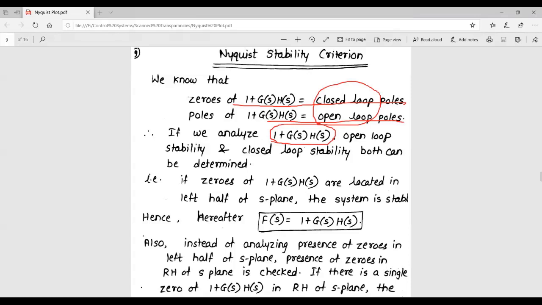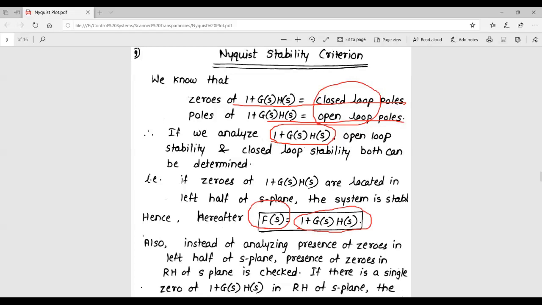Now, if we need to locate the zeros of 1 plus GSHS, it is nothing but locating closed loop poles of the system, with the help of which we will be able to analyze whether the system is stable or unstable. And that is why, henceforth, we will consider that f of s. In our previous discussions, we have considered f of s plane. So that function is nothing but 1 plus GSHS, right?